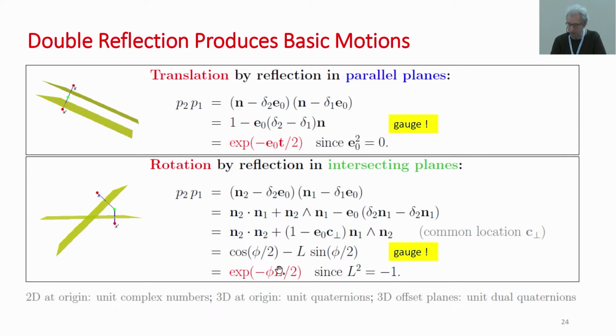And yes, it looks a bit like complex numbers, looks a bit like quaternions. If this line runs through the origin, this is a unit quaternion. And otherwise, it is a special case of a unit dual quaternion.